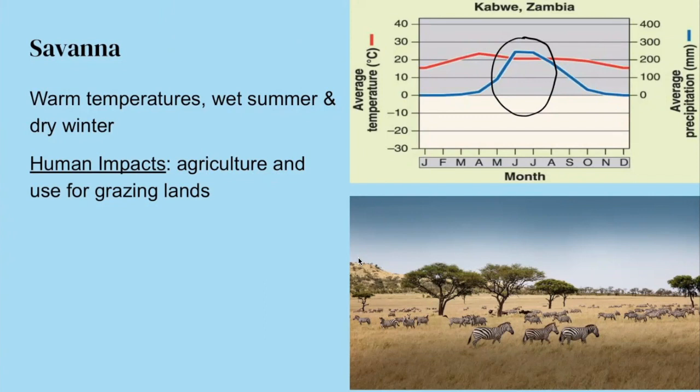This land is often used for agriculture, and it's also used for grazing different animals, not just animals that naturally live there like zebras, but it's used by farmers for cattle and other things to graze as well.